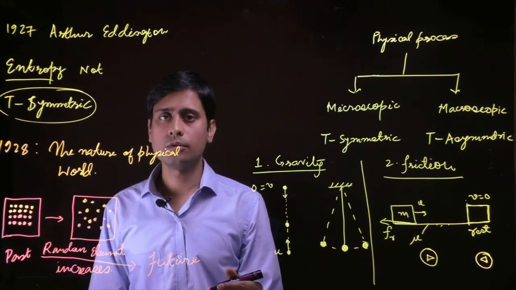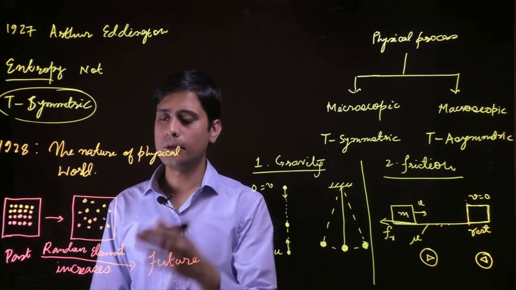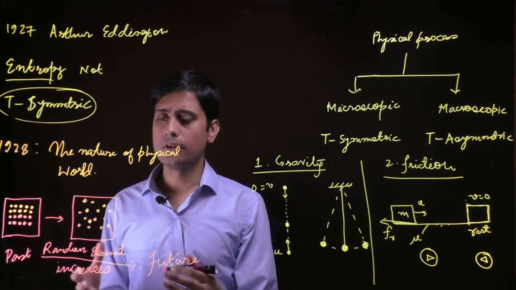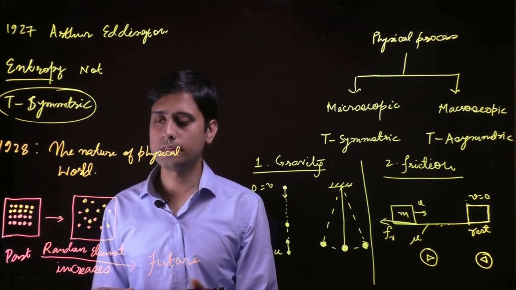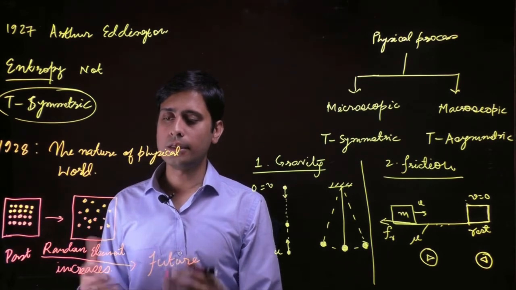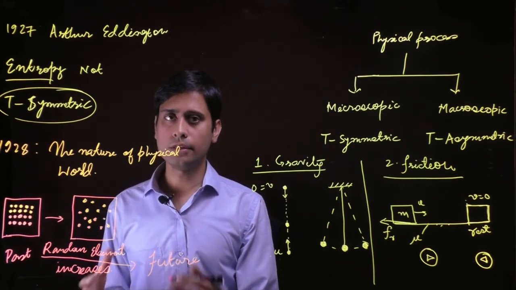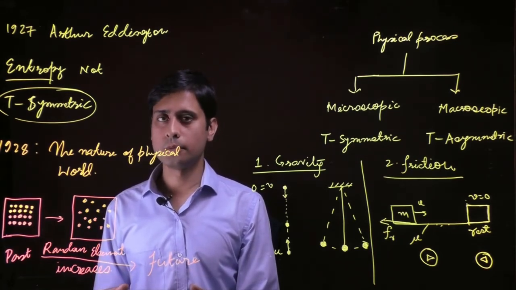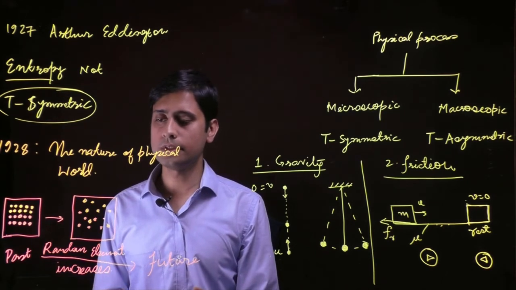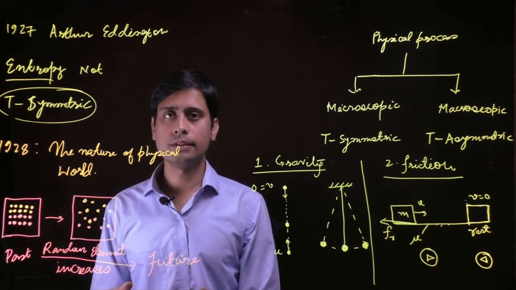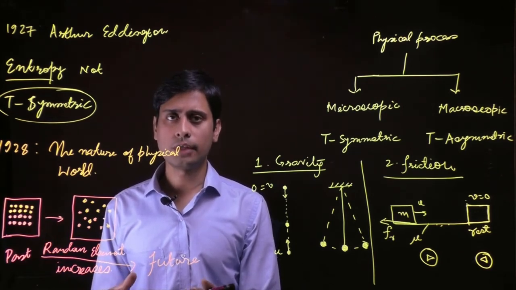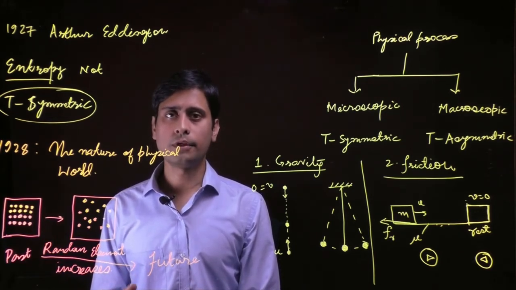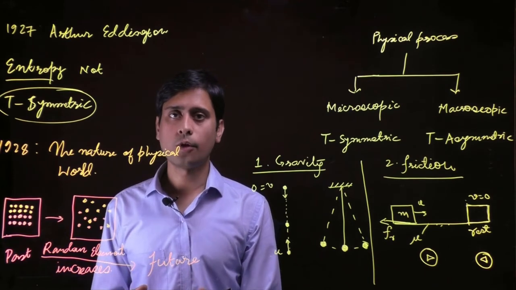And he also concluded that this randomness cannot be reversed or removed from the system on its own. It can be done, but it will be very difficult to do. So he concluded that this randomness cannot be undone from the system, and time's arrow is the property of the entropy alone.